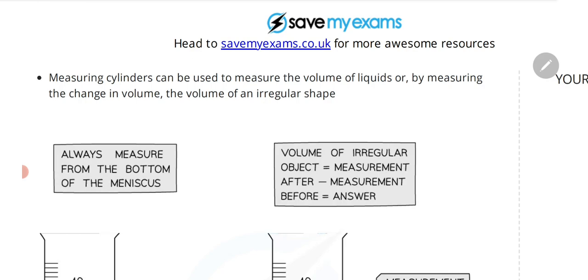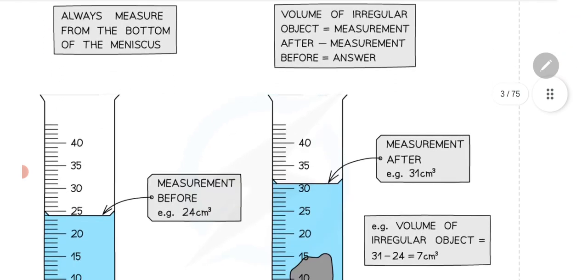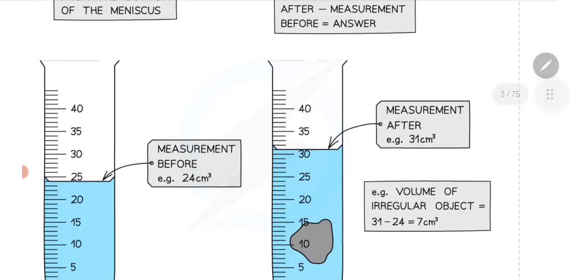For example, vernier caliper can measure 0.01 centimeter. This is the least count. So it means the vernier caliper can measure two decimal places, but the micrometer can measure three decimal places in centimeter and two decimal places in millimeter.